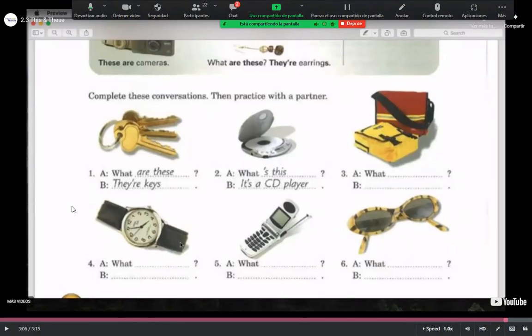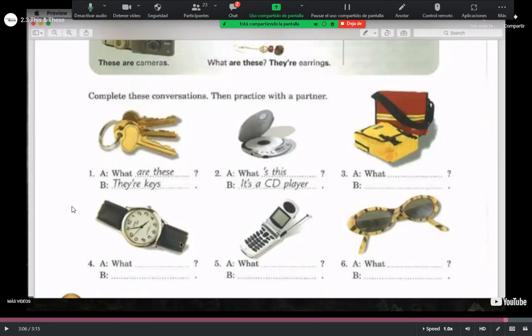What's this? Incluso si usted anda window shopping, ¿verdad? Y está la vitrina, right? What's this, verdad? Si ahí está, right, algo cerca, usted lo está señalando, puede usarlo. What's this? Ah, it's a jacket. It's a CD player.